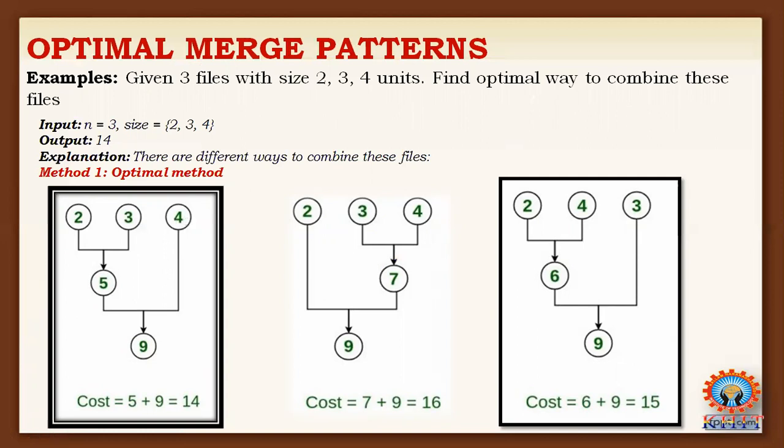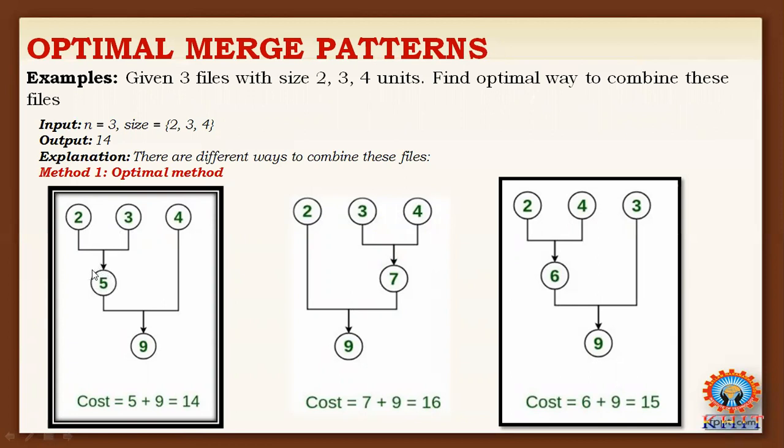Once the files are arranged in ascending order of their size, start merging the files in a pairwise manner. First consider the two smallest files. Here the two smallest files are file 2 and file 3. Then apply the merge technique here. When I apply the merge technique, these two files will be merged together and form a new file.